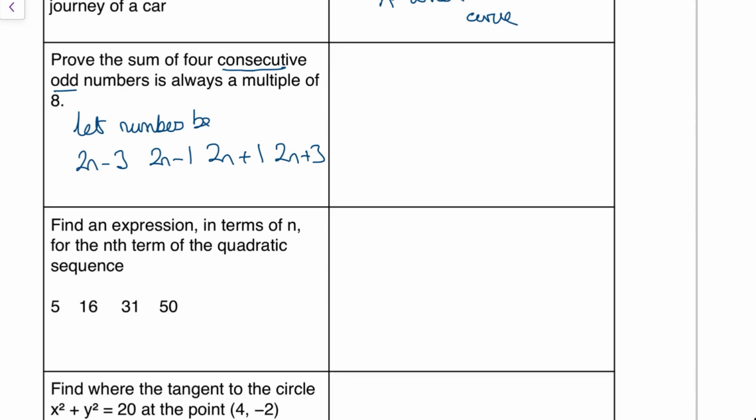I'm doing that because I know when I sum them that a lot of the numbers are going to cancel out, which is going to leave me something very easily.